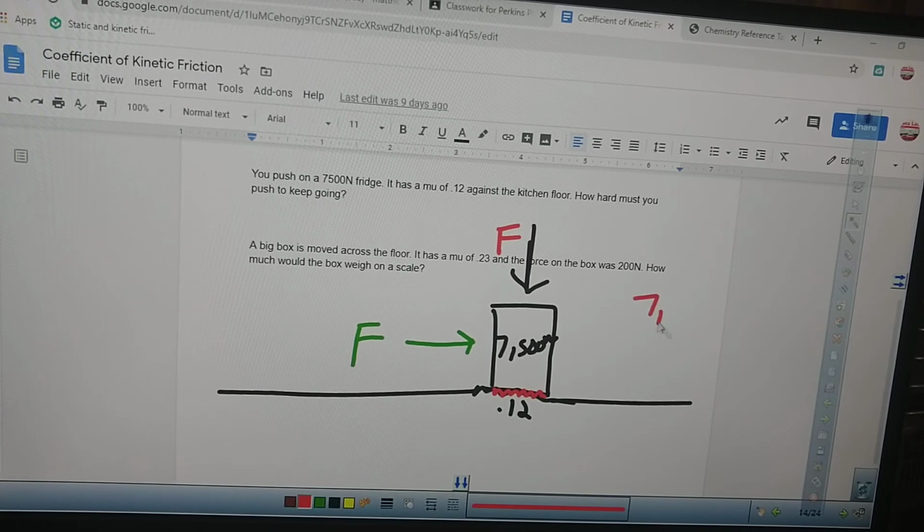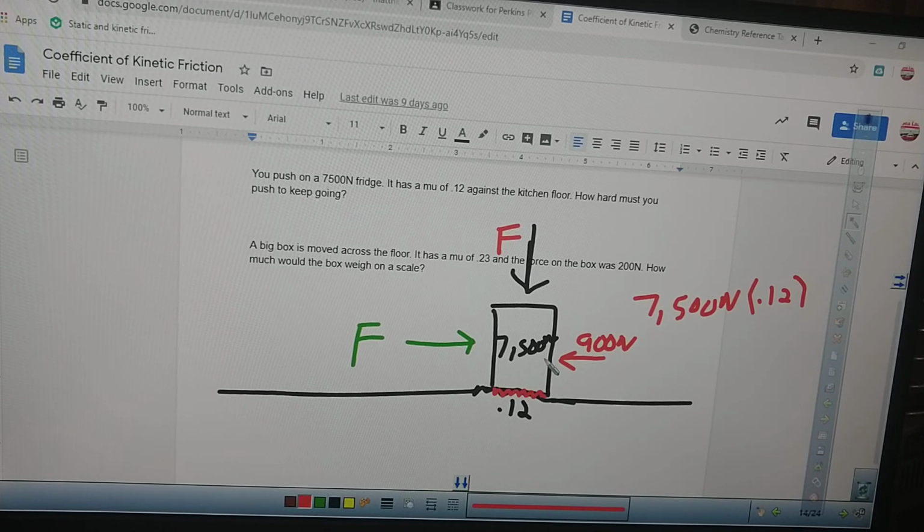So we would say 7,500 newtons times only 12% of that. So let's see, 7,500 times 0.12, 900. This refrigerator is resisting being moved with 900 newtons because it's kind of stuck to the ground there and it weighs 7,500 newtons. So how hard would you have to push? You would have to push with greater than 900 newtons to get it to move. 901 would certainly do it, right?